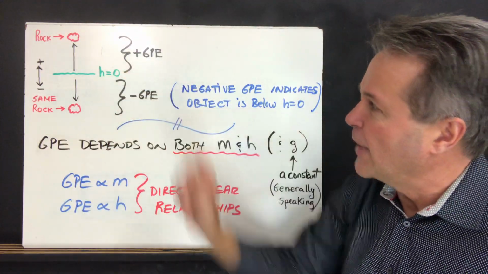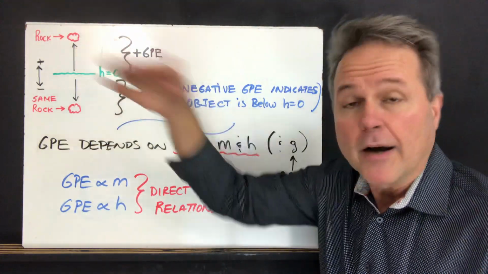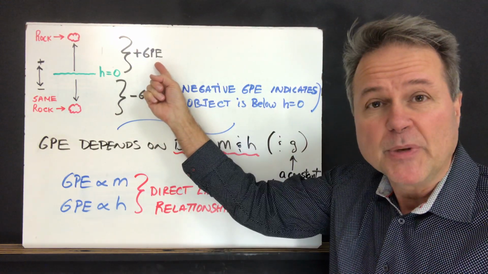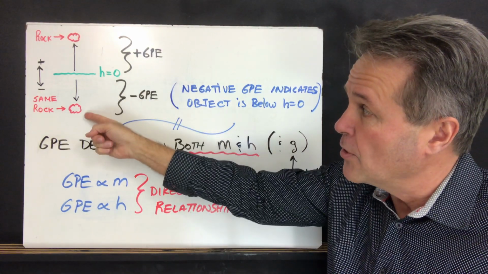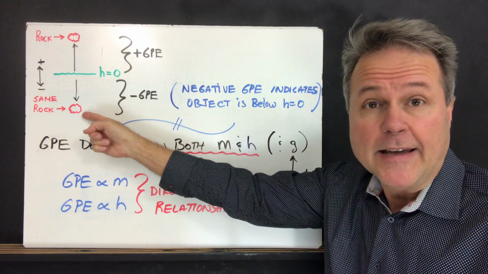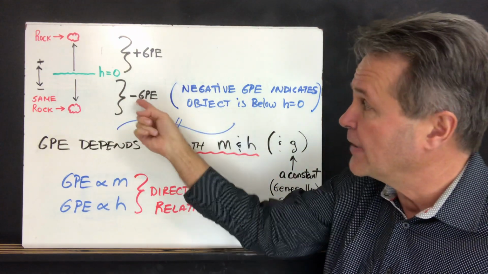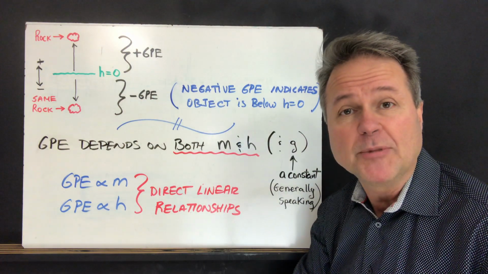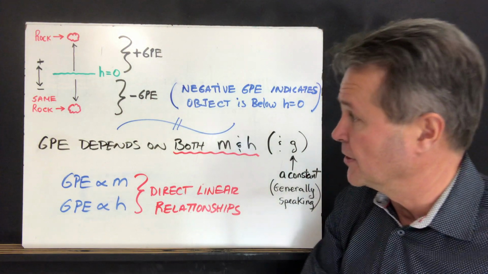So back to our reference point. If we have a rock above h is equal to 0, we say that it has positive GPE. If the rock is below the reference point, then it is at a negative height, so it has a negative GPE. The negative GPE indicates that the object is below h is equal to 0.